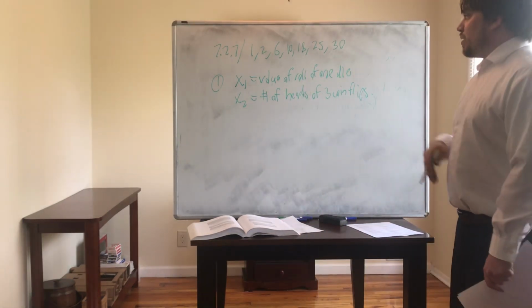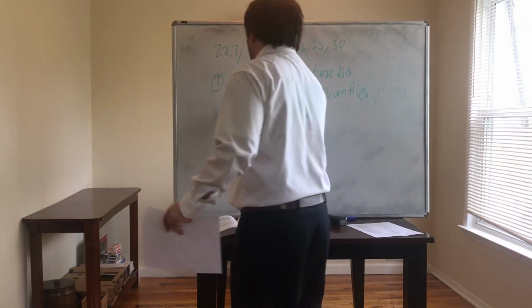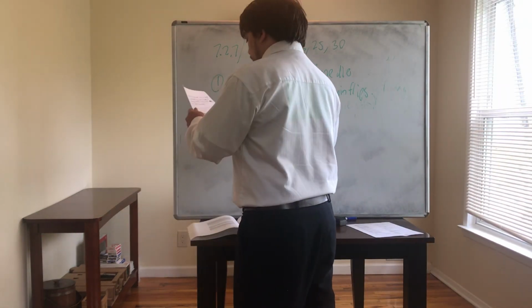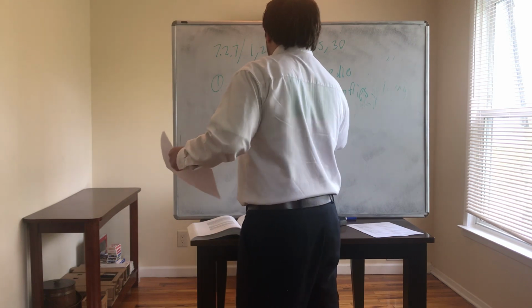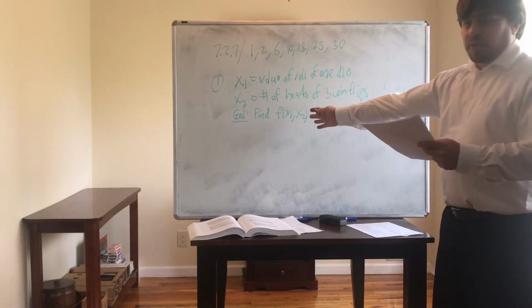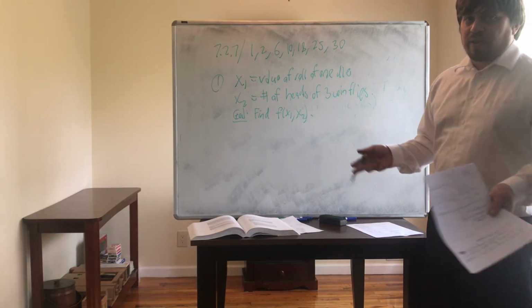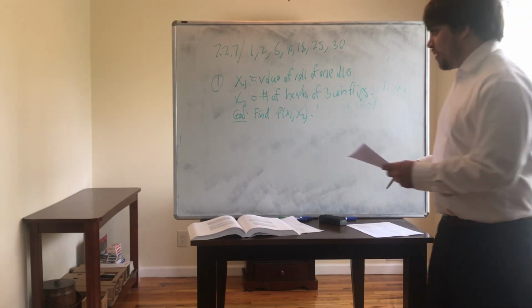Okay, so x1 is the value of a roll of 1 die, x2 is the number of heads of 3 coin flips. The goal is to find the joint probability function of x1 and x2. That's the same in notation as f of x1 comma x2. We're using the word joint because there's 2. We might use the word multivariate, but when there's 2, you would use the word joint instead.